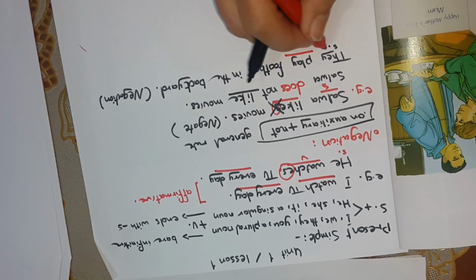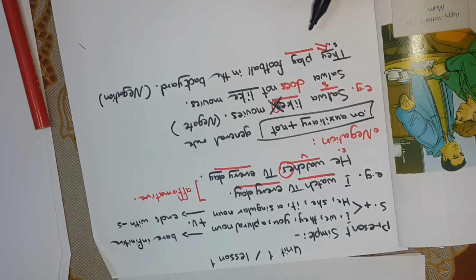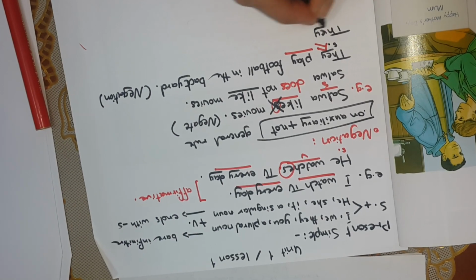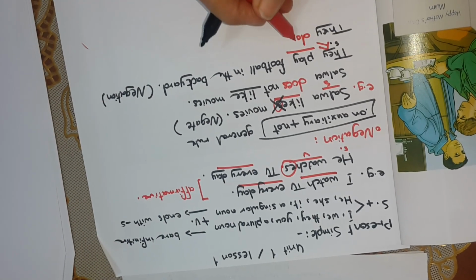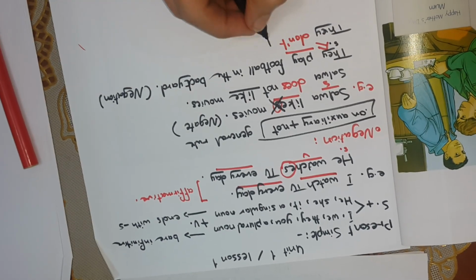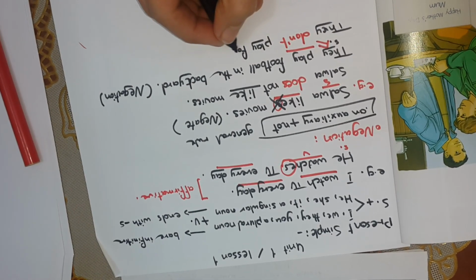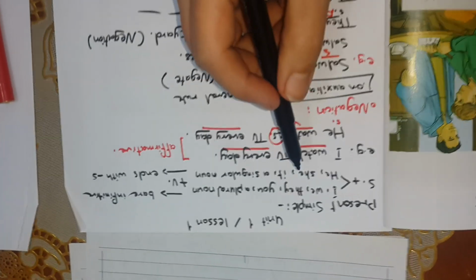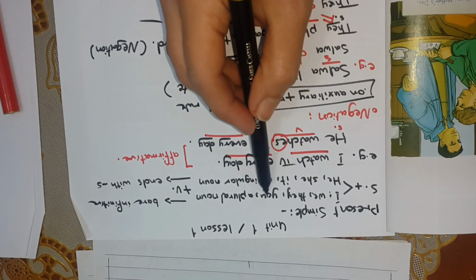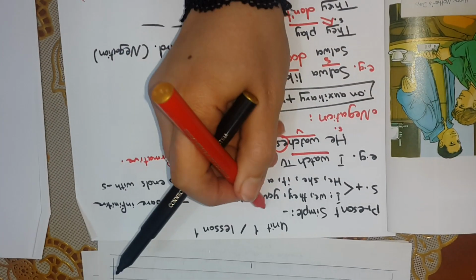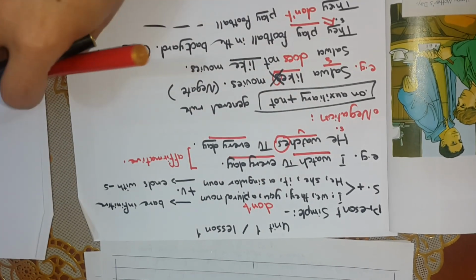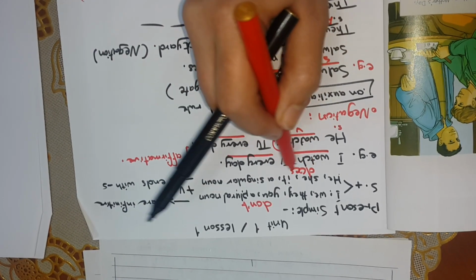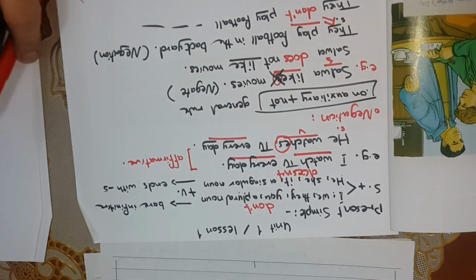Go back to look at what? To the subject. They. I should use what? They don't play football, and complete the sentence to the end. So, if the subject is I, we, they, you, or a plural noun, you should use don't in the negation. And if the subject is he, she, it, or a singular noun, you should use doesn't to negate a sentence in the present simple.